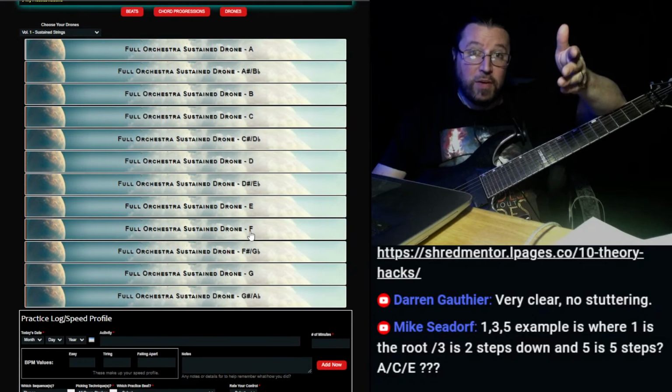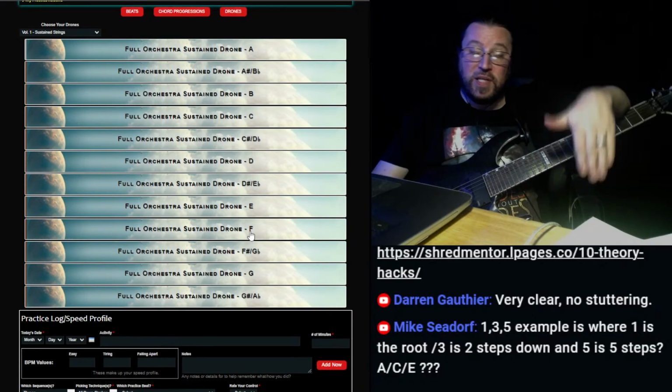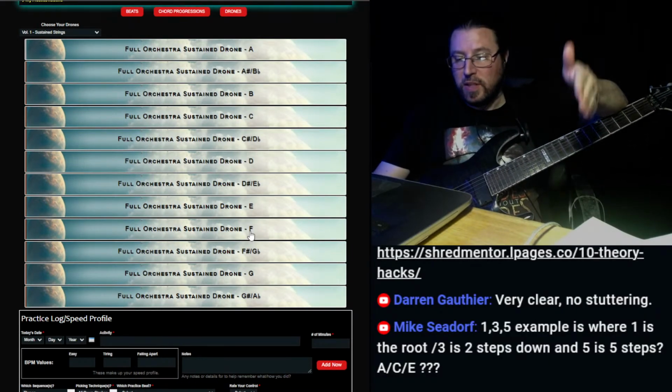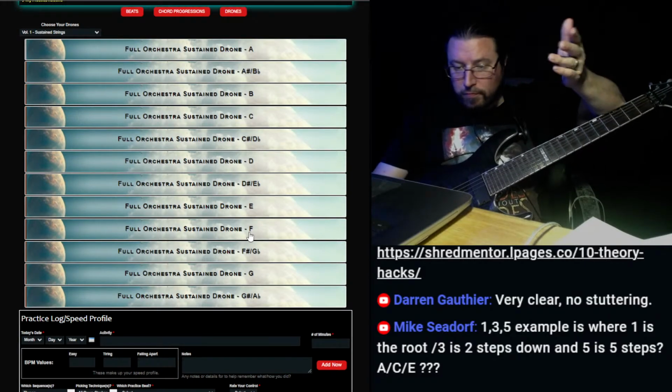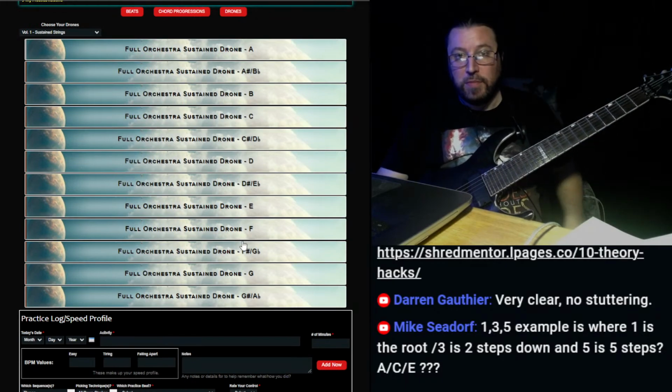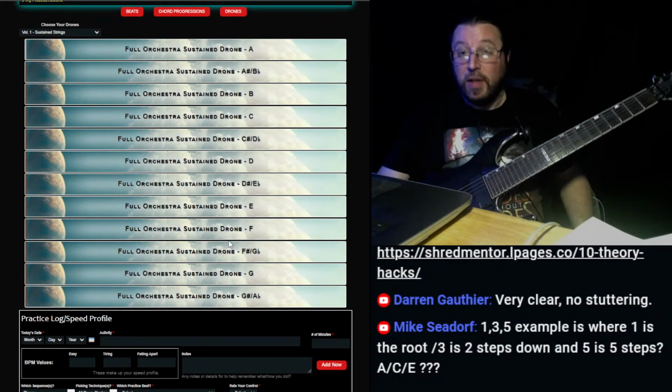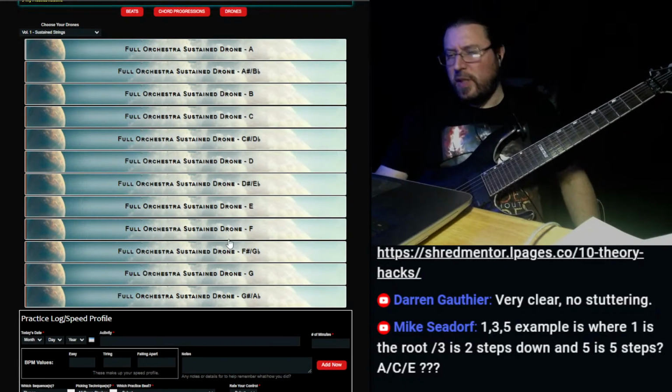The B chord would be B, D, and F. The C chord would be C, E, G. The D chord would be D, F, A, and so on. Okay, so I can do the others too. E, G, B, F, A, C, and G, B, D.